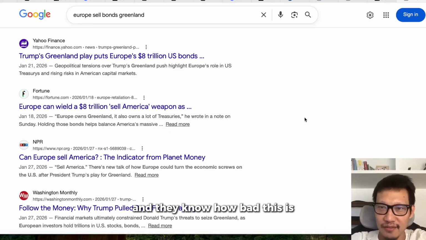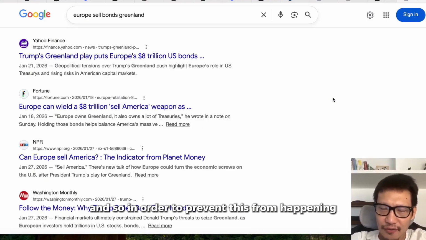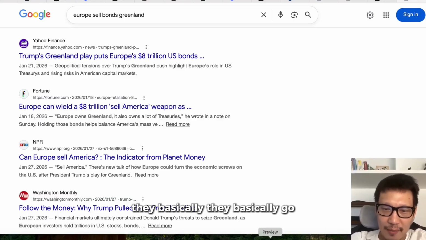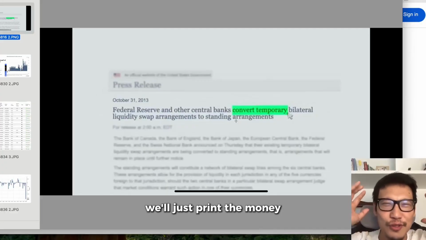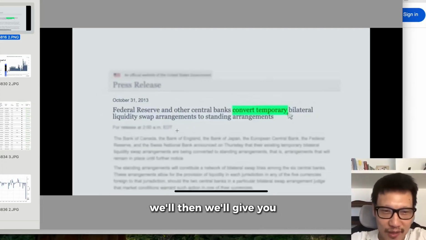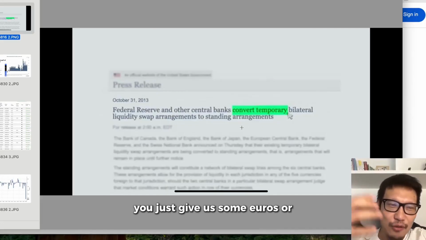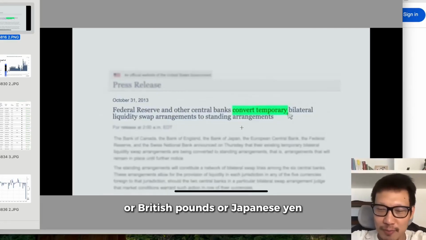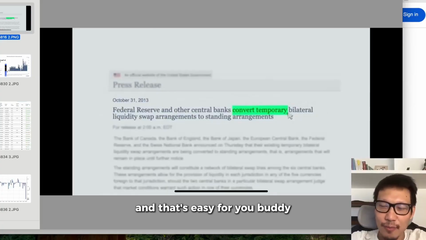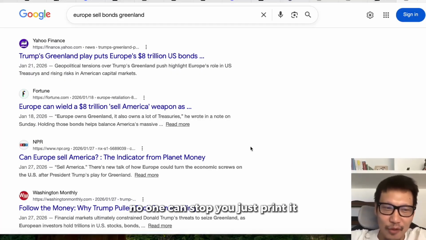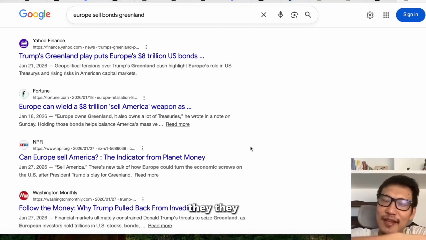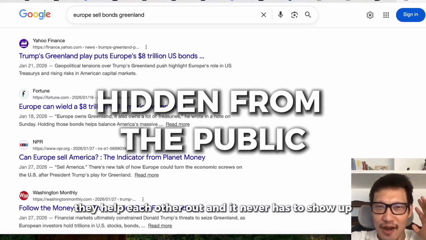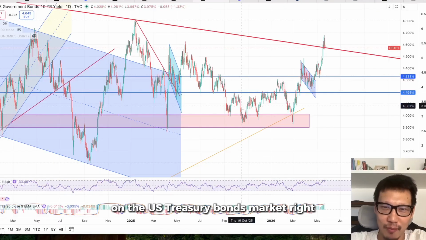And they know how bad this is. They know this is a weapon. They know the Fed is very desperate. And so in order to prevent this from happening, they basically go, well, don't sell any Treasury bonds. If you ever need US dollars, we'll just print the money. We'll swap the US dollars. You just give us some euros or British pounds or Japanese yen. And that's easy for you, buddy, because you just print it, right? No one can stop you. You just print it and we print it, right? So it doesn't show up. They help each other out, and it never has to show up on the US Treasury bond market, right?